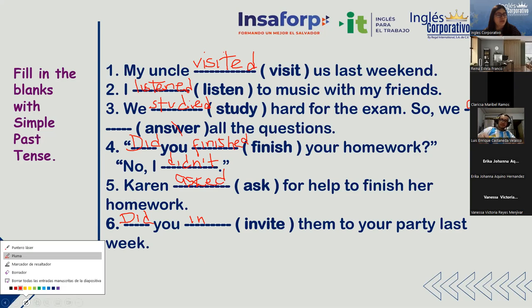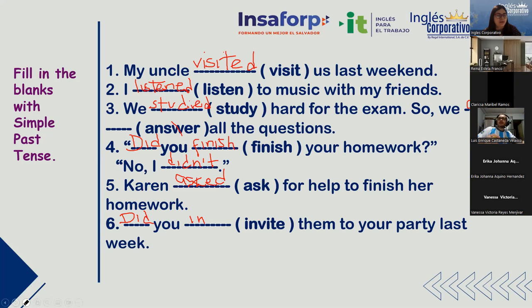Uy, fíjense que ahí cometí un error. No, I didn't. Ah, cometí un horror. Cuando tenemos el auxiliar, estamos en una pregunta, el verbo queda en presente. Mañana vamos a entrar en detalle con todo eso. Did you invite them to your party last week? O sea que el verbo queda en su forma base cuando estamos preguntando en pasado. En affirmative ponemos el verbo en past, pero en question usamos el verbo en forma base porque el que está en pasado es la auxiliar.